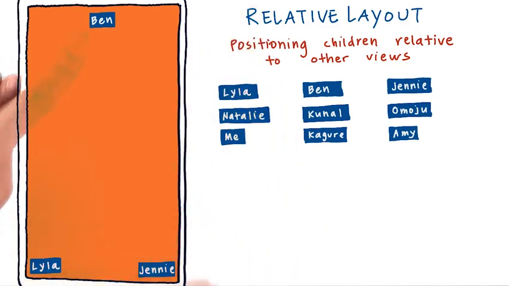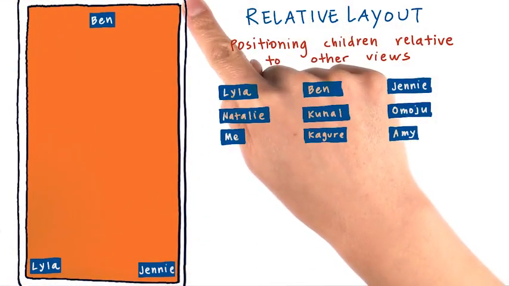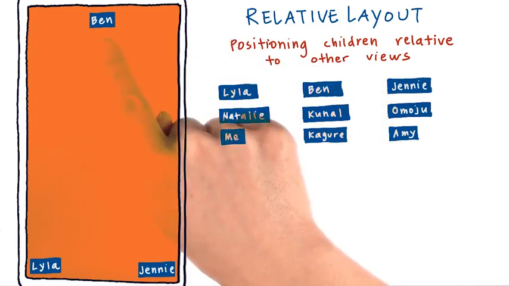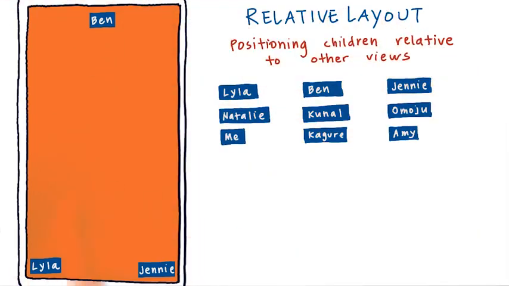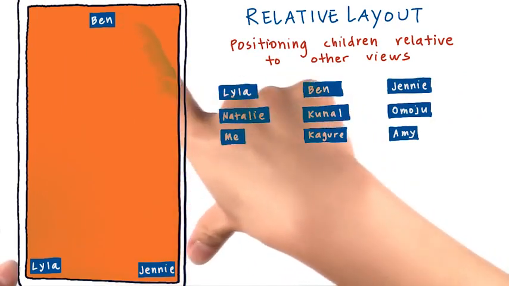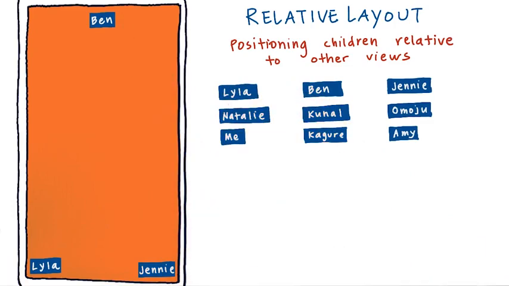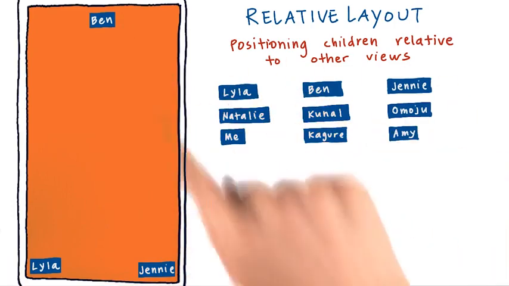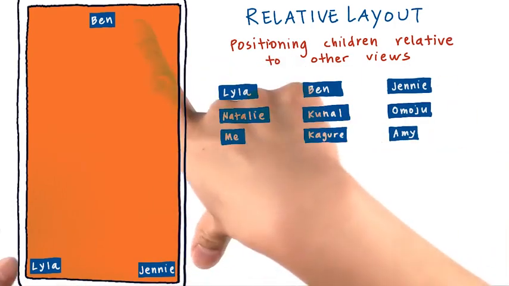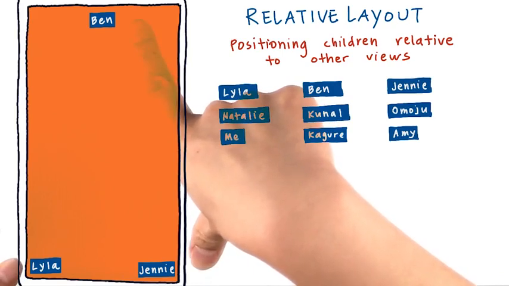For Ben, we would align him to the top edge of the parent. By the way, we're assuming that the parent is the full width and height of the screen. So we've set match parent for width and height. So back to Ben. He's aligned to the top of the parent. We also want to center him horizontally. Informally, you might call these three views the anchor views, because everyone else is positioned relative to these people, and these people won't move regardless of where everyone else is sitting.